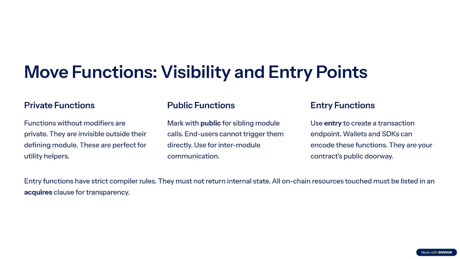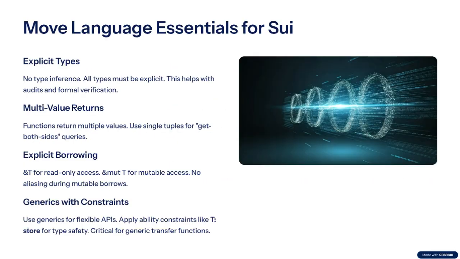Because entry functions form your contract's public doorway, the compiler enforces stricter rules. They must not leak internal state through return values, and if they touch on-chain resources outside parameters, they list those types in an acquires clause for full transparency. Move eschews type inference entirely. Every parameter and return type must be spelled out, which helps audits and the prover.